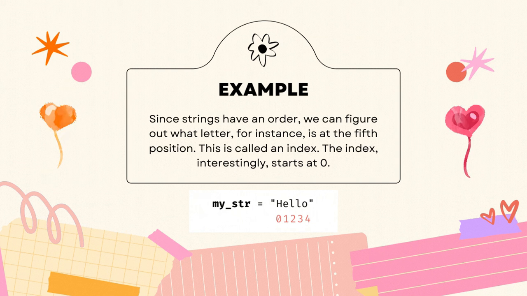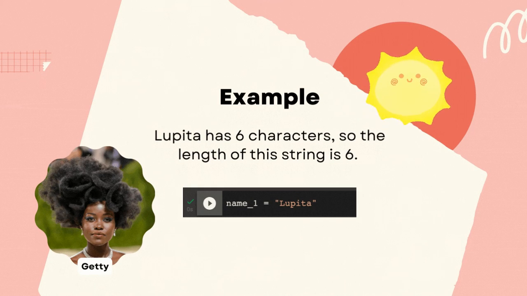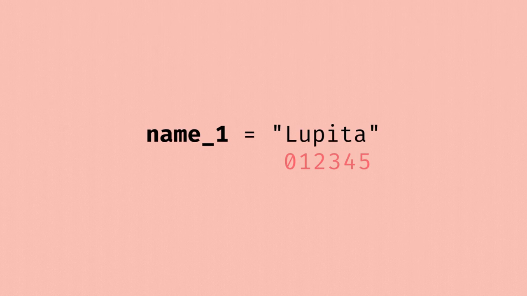So let's visualize this to add some clarity. Let's say I have a string that's set to the name Lupita. Lupita has 6 characters, so the length of this string is 6. Now I'm going to throw some index positions below the letters. Since we start at index position 0, we can now see why A, the character at our last position, is at position 5.